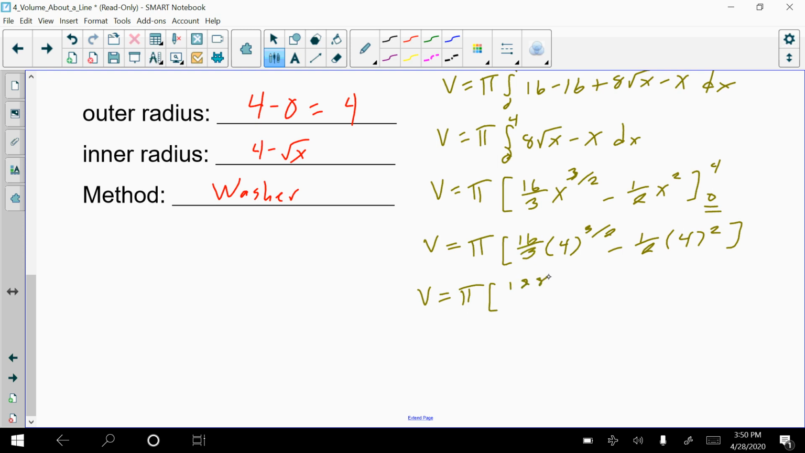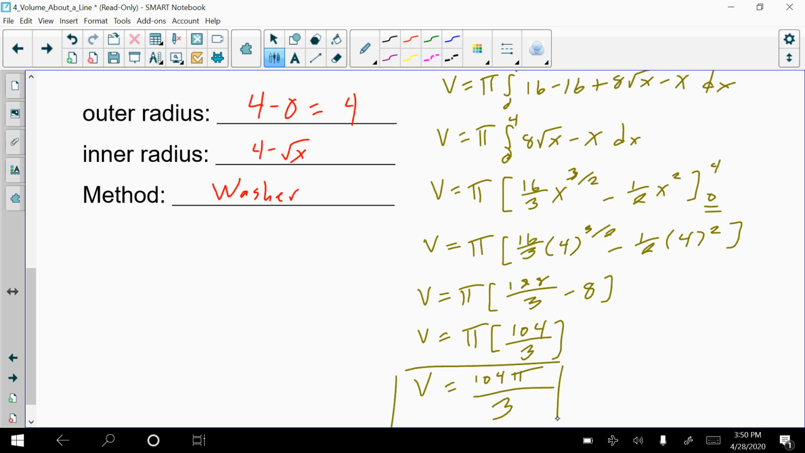128 over 3, and 1/2 of 4 squared will be minus 8, and then we can get a common denominator of 3, so 128 over 3 minus 24 over 3 will give me a value of pi times 104 over 3. And so our final volume would just be 104 pi over 3.